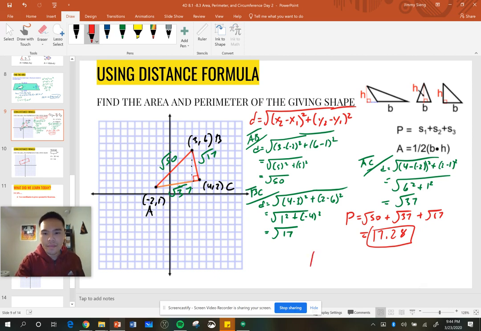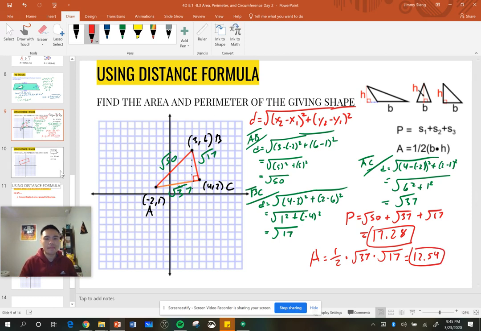If I was to do the area, well, we know that as 1/2 base times height. My base is going to be square root of 37 times my height, which is square root of 17, okay? Again, the height and base are going to be the legs of that triangle, looking as if that was a right triangle, okay? I'm trying to think if we do something else with it, but I think that's the best we got. Going to whip that up in the calculator. I get 12.539 or 12.54, okay? Is that what you got?